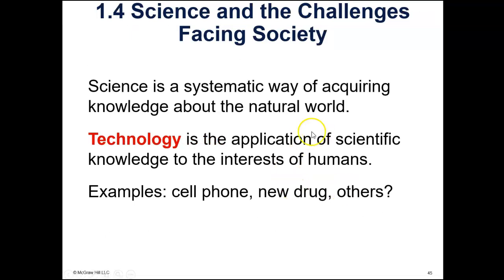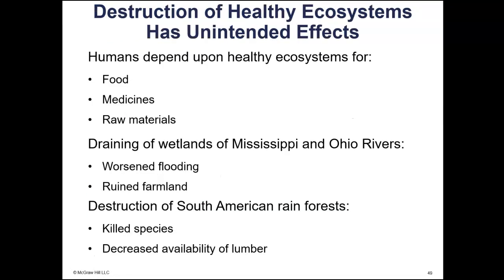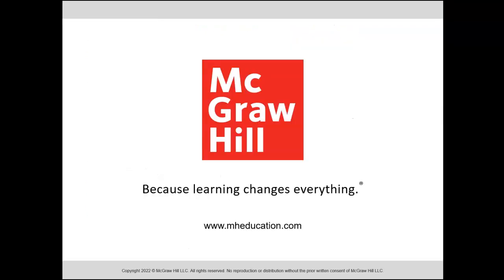Now, last thing is make sure you know the difference between science and technology. Technology is the application of scientific knowledge. Examples are cell phones and new drugs. Then there's a section on climate change, which I really don't ask a lot of questions about, so I'm going to skip it, and a section on emerging diseases, which we will cover in Bio 112.